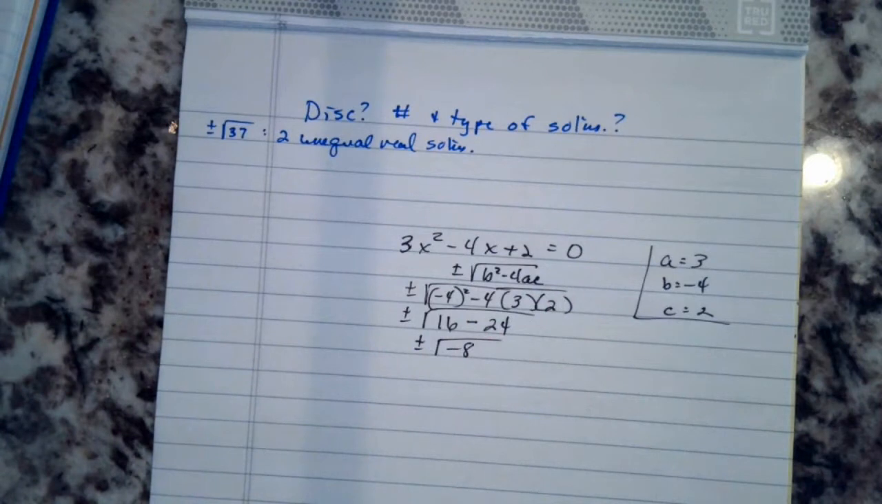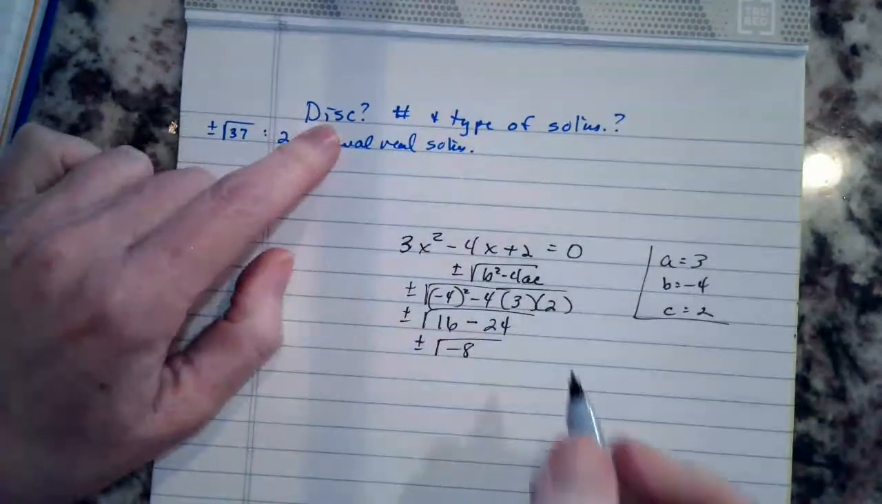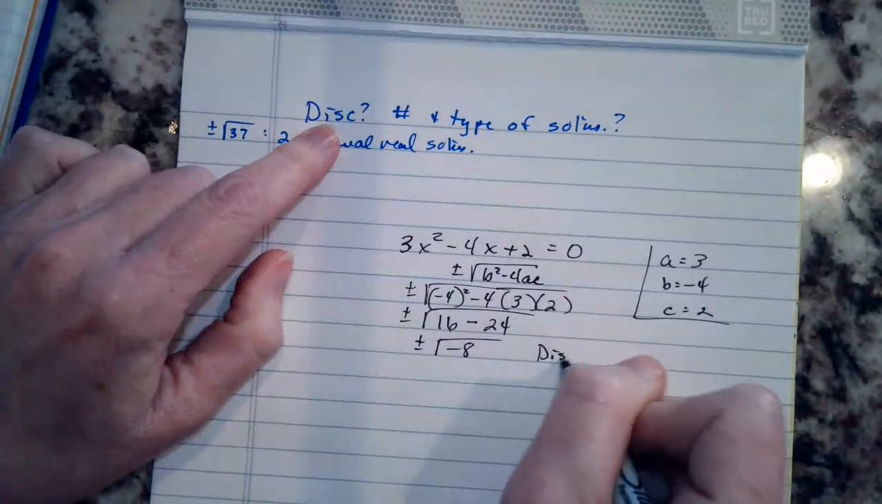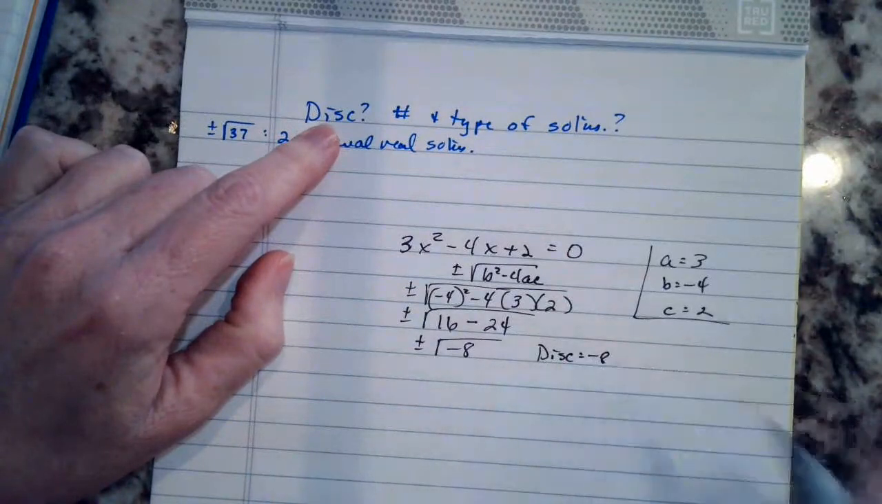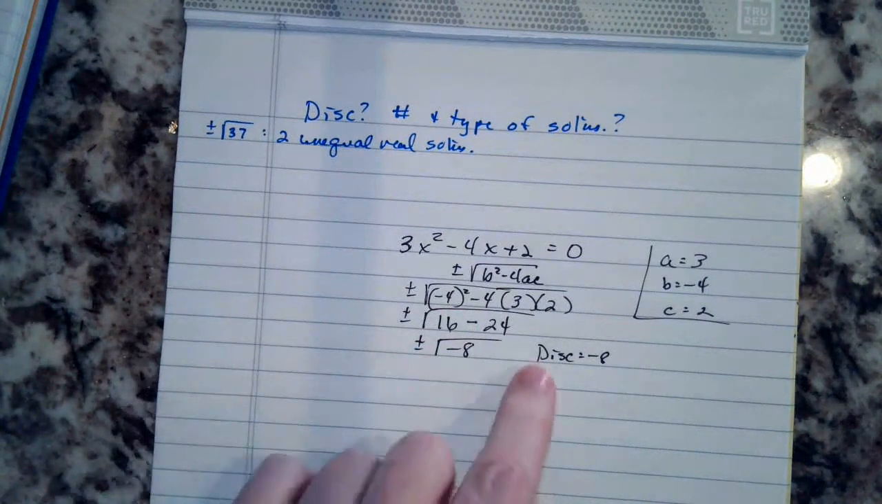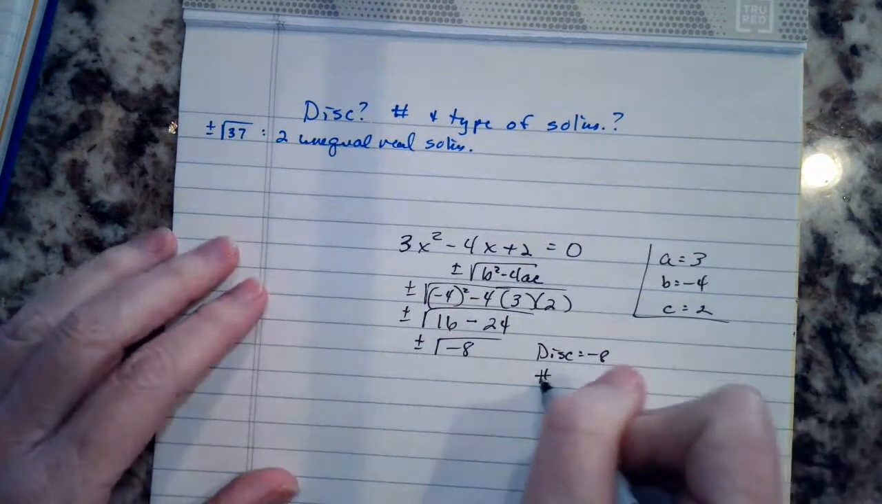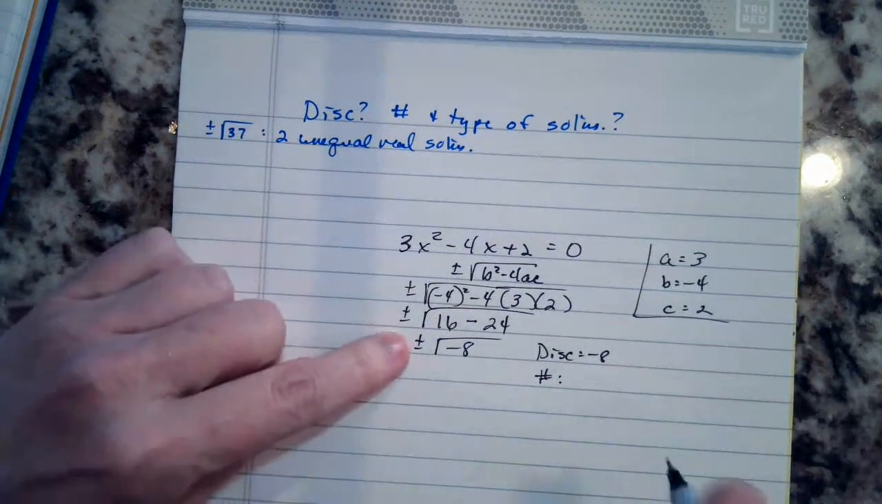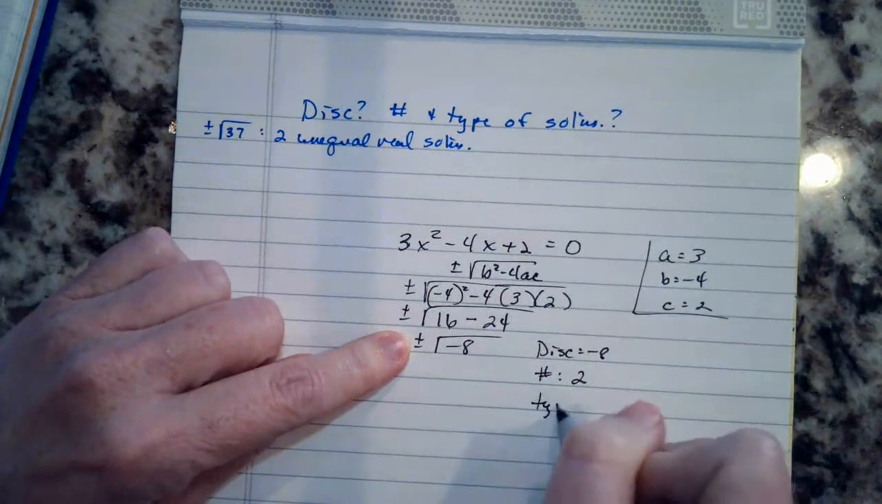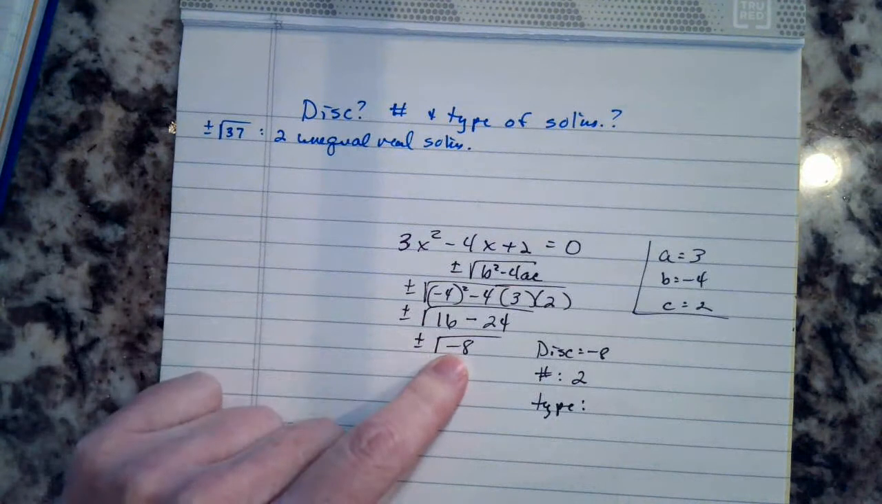Boy, that's as weird as a discriminant can get. So when they ask you what is the discriminant, your answer is negative 8. Not all this folderol around it. That's just to remind us of a couple of things. But the discriminant is negative 8. Now the number of answers we'll have is 2. There's a plus and a minus. And then the type that we have, oh my goodness, this is an imaginary solution.